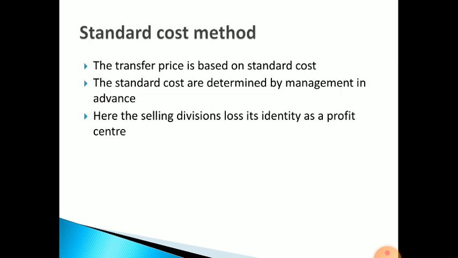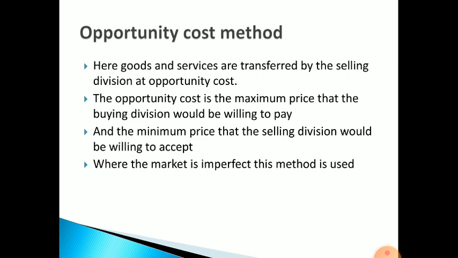Okay. The next one is the standard cost method. Under this method, the transfer price is based on standard cost. This method is very simple once the standards are properly set. Okay. The next one, opportunity cost. Under this method, goods and service are transferred by the selling division at opportunity cost.